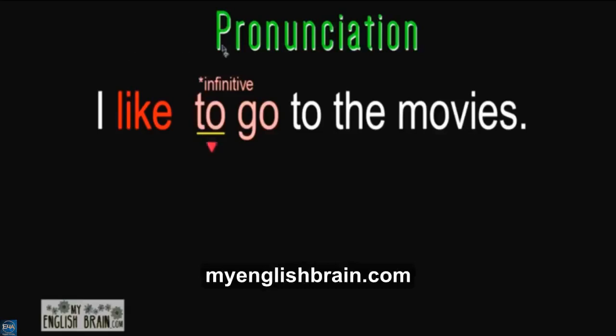Okay, let's take a moment for pronunciation. With the infinitive, to, and go. The infinitive always uses to. But sometimes we do not say to. We change the sound and we say ta. We take the ta sound and we put it on the previous verb. So for this one, we say like ta. Repeat the sentence.